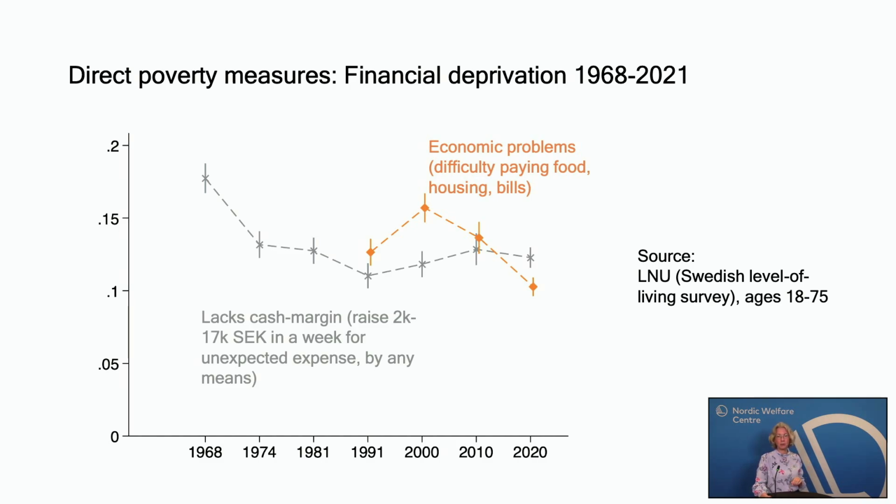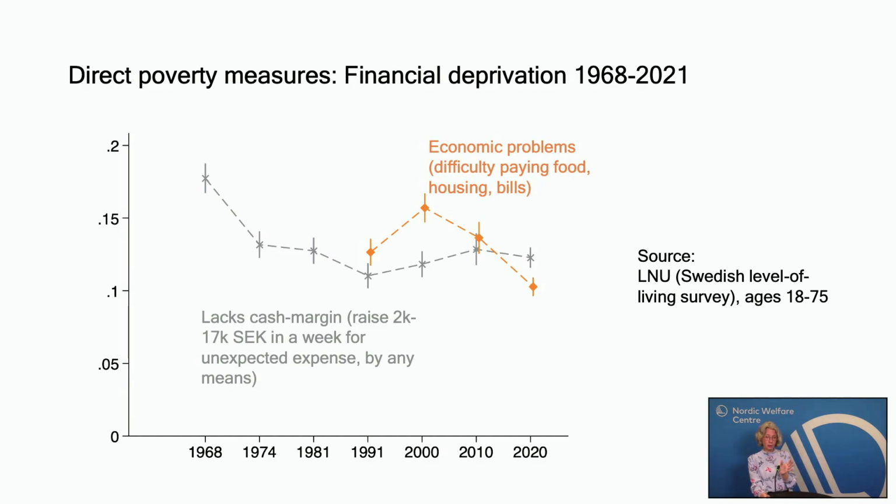You can see that curve goes down from 68 to 91, and then it has been largely stable but increased a little bit. And from 1991, we also have a curve for having had economic problems, difficulty paying for food and housing and bills. There we see first an increase and then a decrease up until 2021. So here is one way of attacking the measurement of poverty: direct poverty measures.